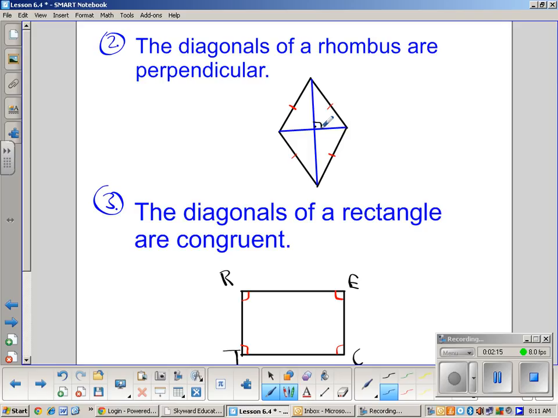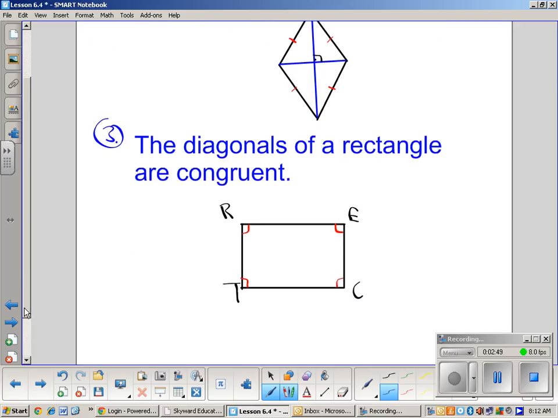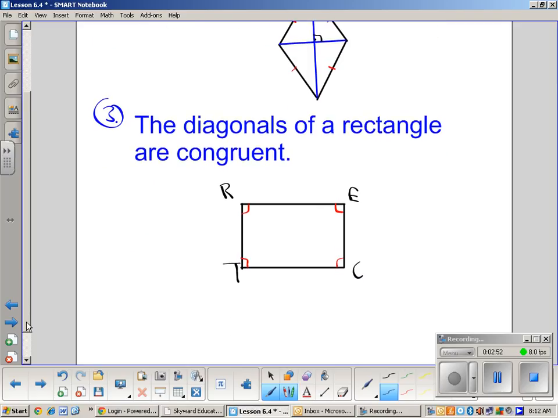And so any rhombus, if we see it's perpendicular, then we know that, well, I have to be careful. There's other figures that this would be true for also, but this is true for all rhombuses. Okay? I have to be very careful how I say this. So we'll just go with, if we're looking at a rhombus, then we know that the diagonals are going to be perpendicular. Okay? And then the third one here, the diagonals of a rectangle are congruent.